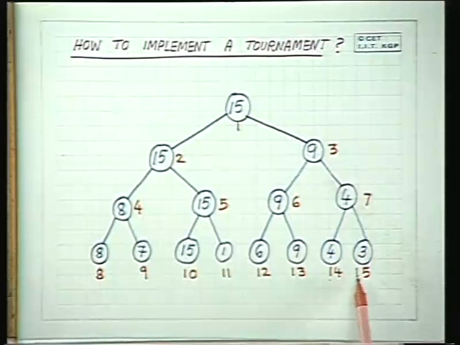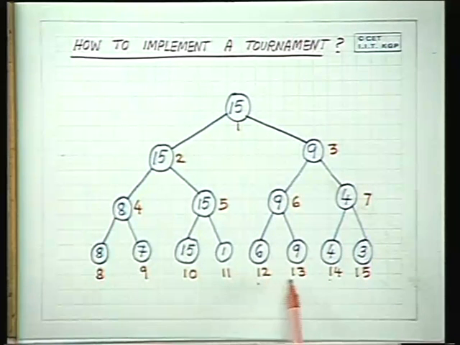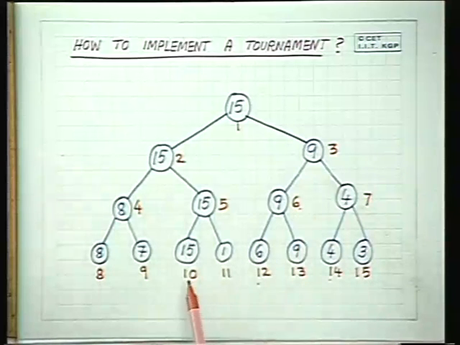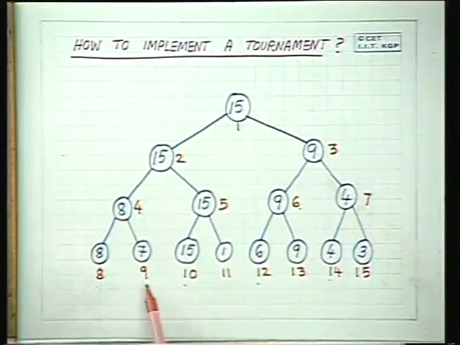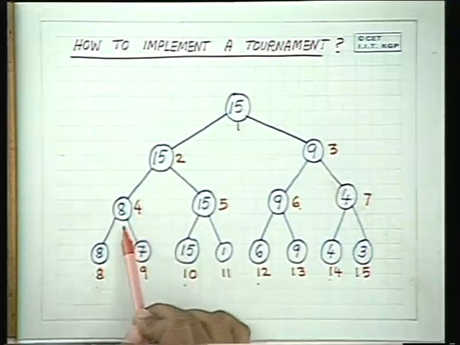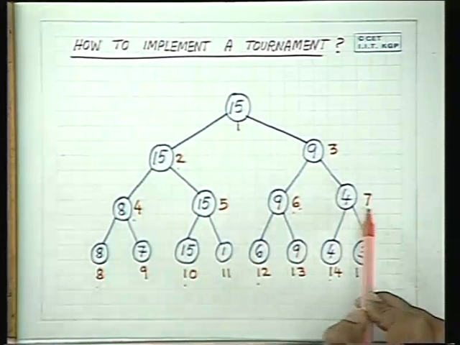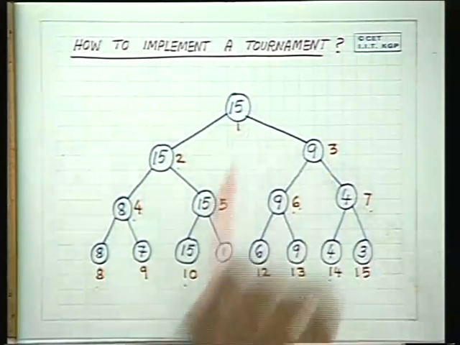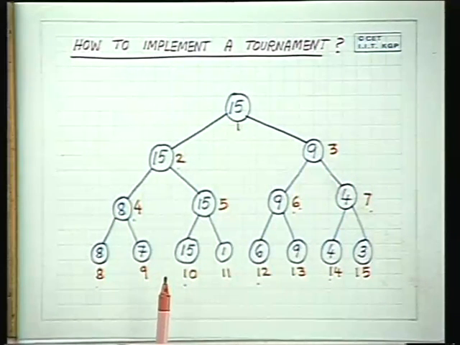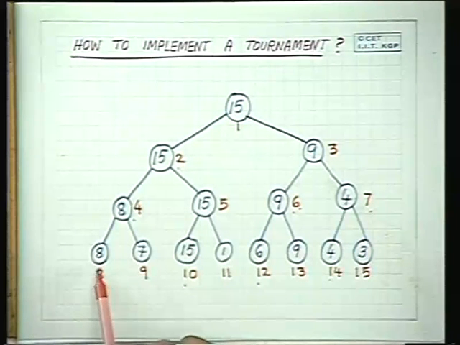Then the comparison of 14 and 15 goes into 7. The comparison of 12 and 13 goes into 6. The comparison of 10 and 11 goes into 5. The comparison of 8 and 9 goes into 4. The comparison of 4 and 5 goes into 2. The comparison of 6 and 7 goes into 3. The comparison of 2 and 3 goes into 1. So now do we have a mechanism of knowing exactly where the comparison of two elements will go into?